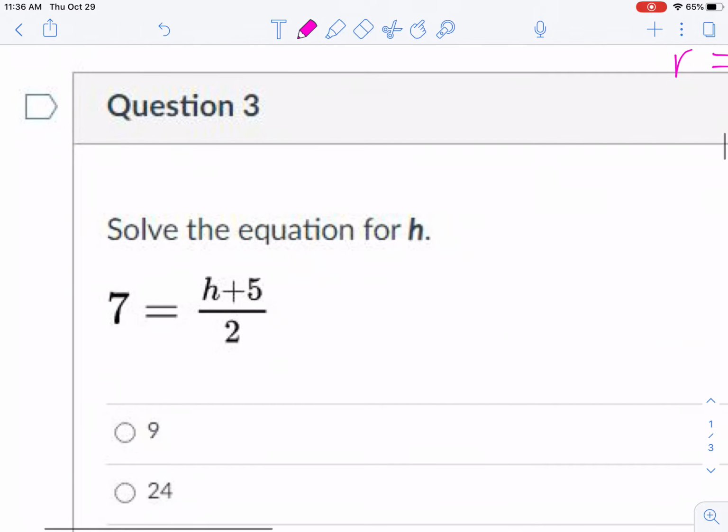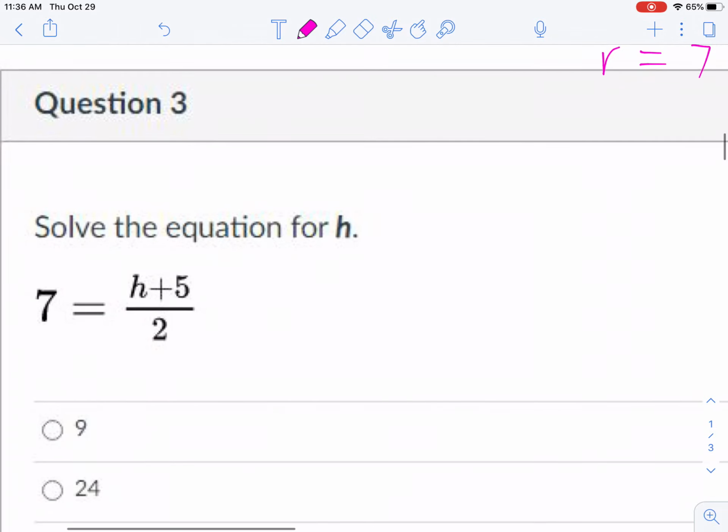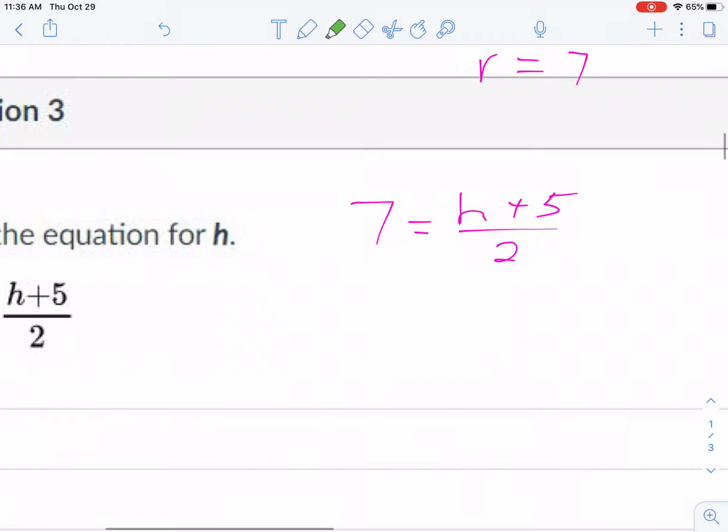And then we look at this problem. This is the one problem that does not follow that pattern. So I would still write it down. 7 equals h plus 5 divided by 2. I would start with the bottom number because it's dividing both h and the 5 by 2. So I would undo it by multiplication.